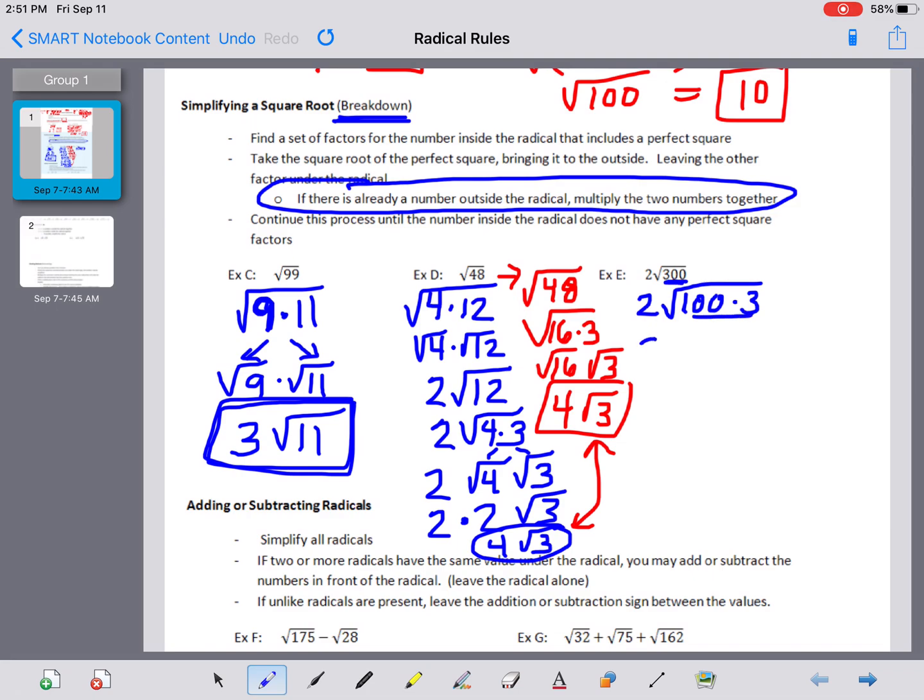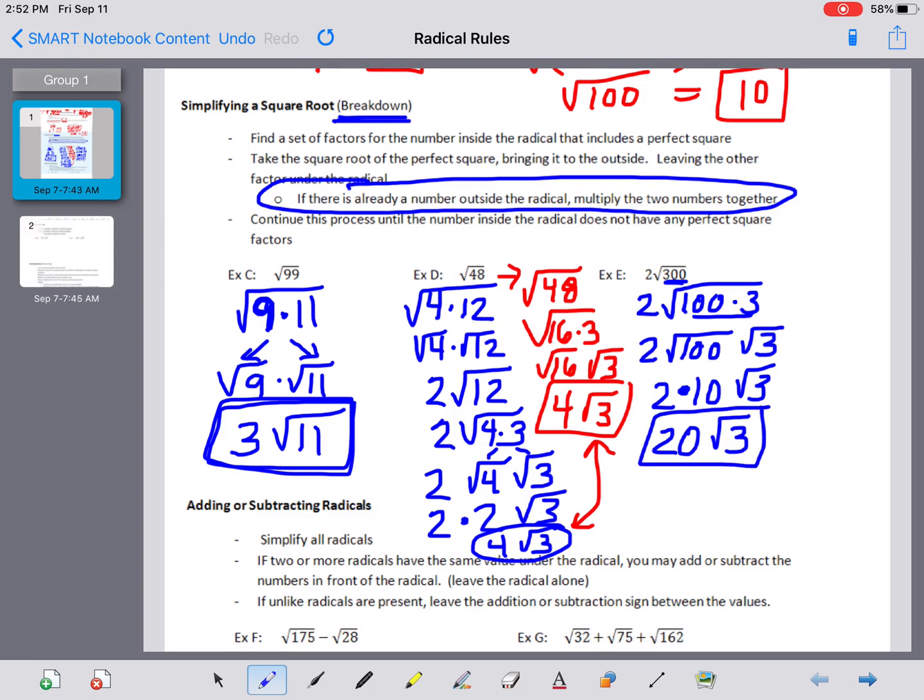So this is the same as 300, 100 times 3. I didn't change its value, but I can split it into two separate square roots. What's the square root of 100? 10. What's the square root of 3? Not pretty. We leave it inside. Remember, this 2 was already out there. What happens with the 2 and the 10? They multiply. So on the outside, I get 20 square root of 3. Does the square root of 3 have any more pretty in it? No, not at all. So we're good right here with 20 square root of 3.